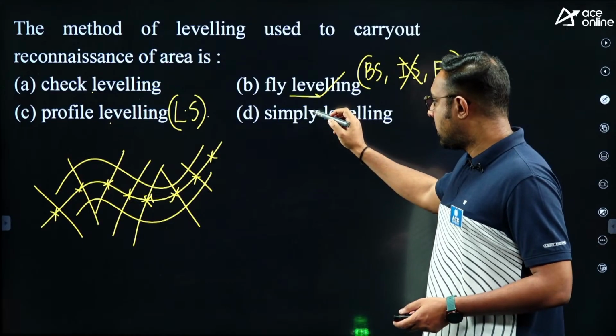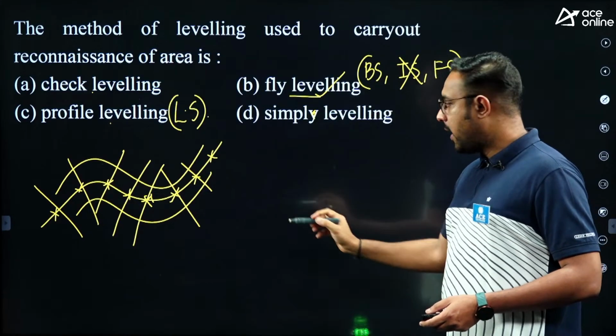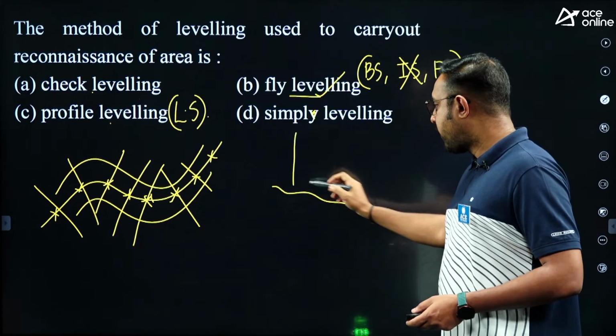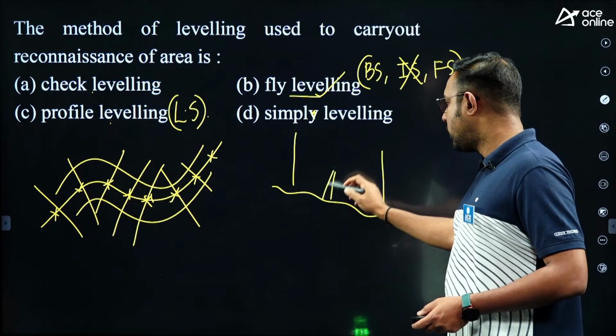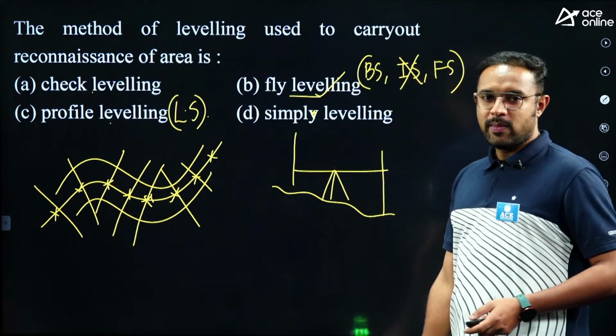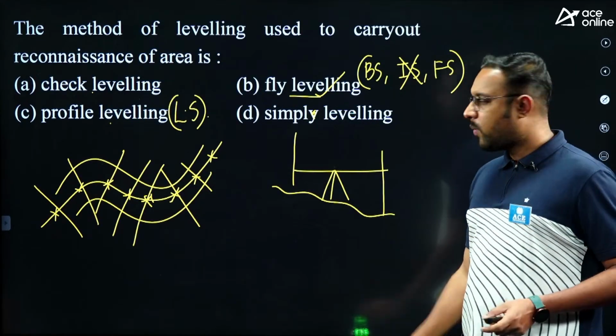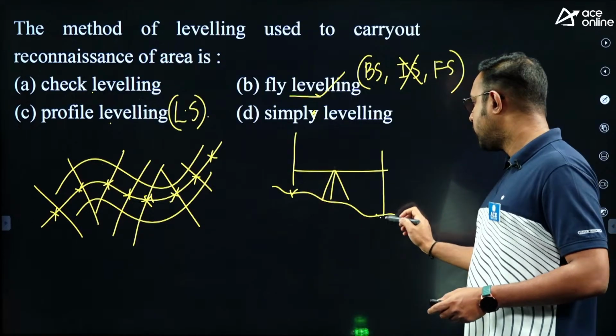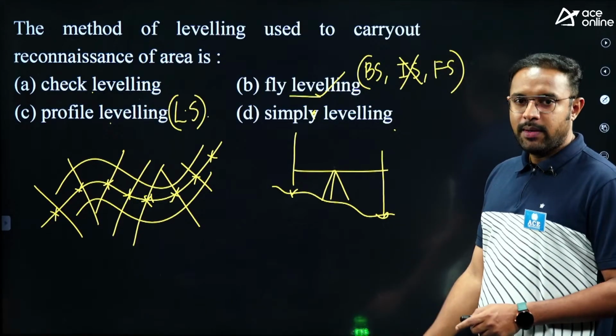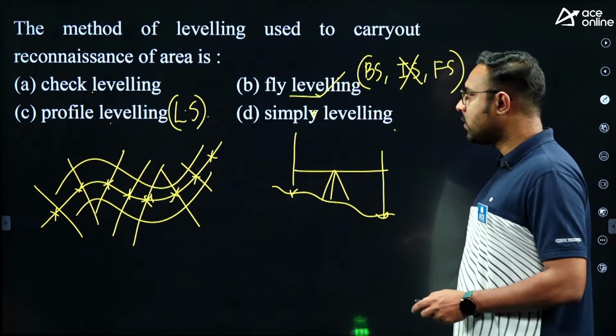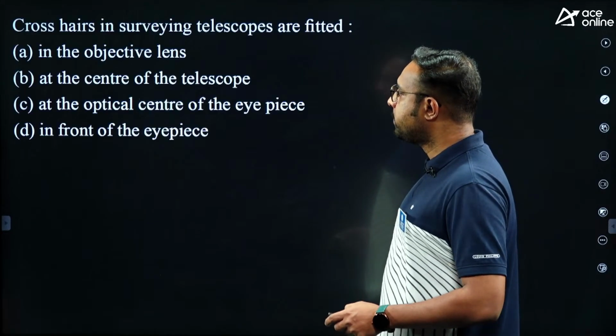And the last one here is simple leveling. I will go for simple leveling if I can find the difference in elevations between the 2 points from a single instrument setup. Only one setup is required to find the difference in elevations between 2 points. I will go for simple leveling. That's it. Okay. Right. Next step.